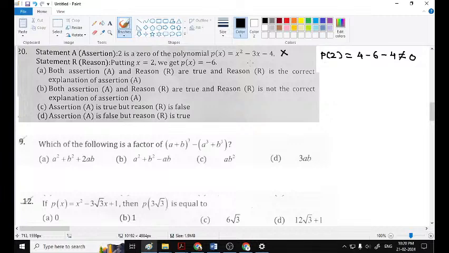Putting x is equal to 2, we get minus 6. So the value of this polynomial for x is equal to 2 is minus 6. But as it is not equal to 0, 2 is not a zero of the polynomial. So reason R is true.